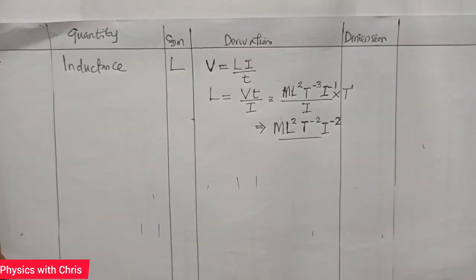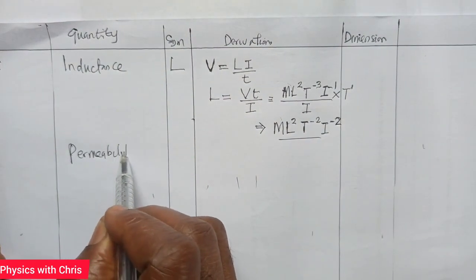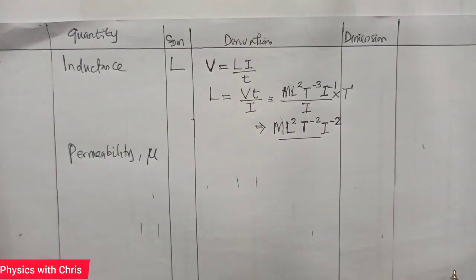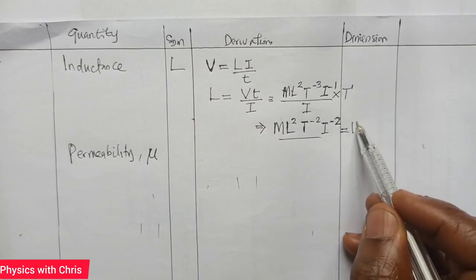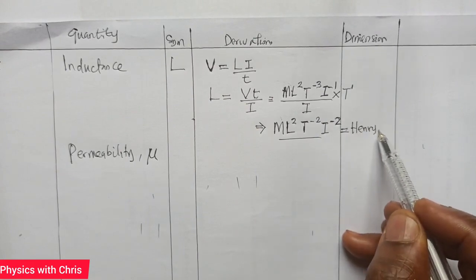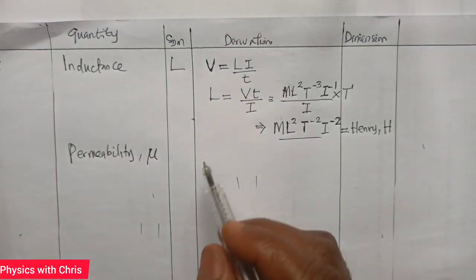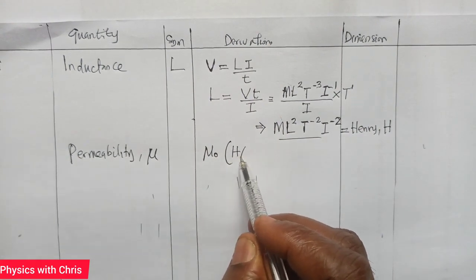Now, dimension of permeability. Permeability, mu, is the symbol. Permeability has to do with magnetic field and magnetism. The unit of permeability is Henry per meter. The unit of inductance is Henry. So this is also the dimension of the Henry unit of inductance. You can have inductance of 2 Henry, 5 Henry, 3 Henry. But this permeability, or maybe your free space or what have you, is dimension Henry per meter.